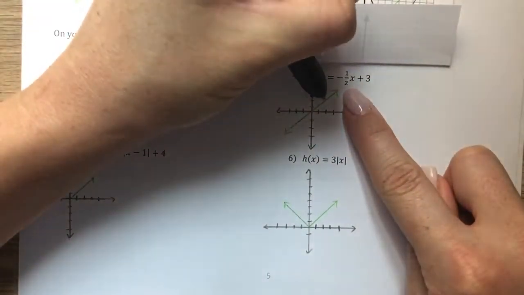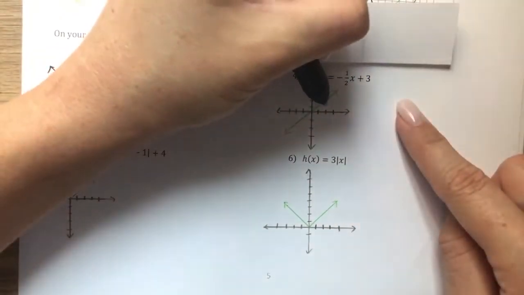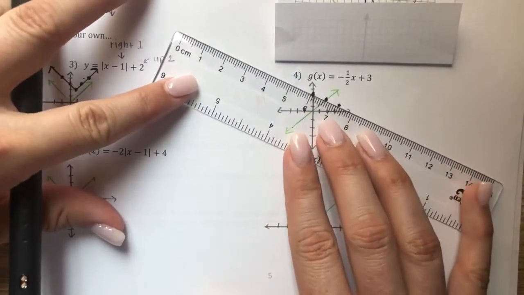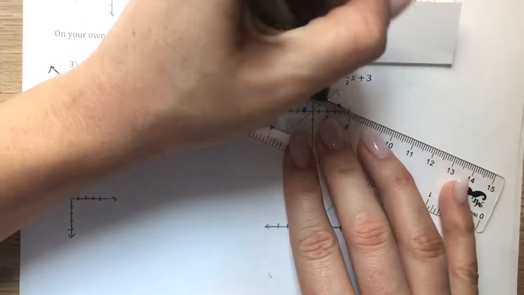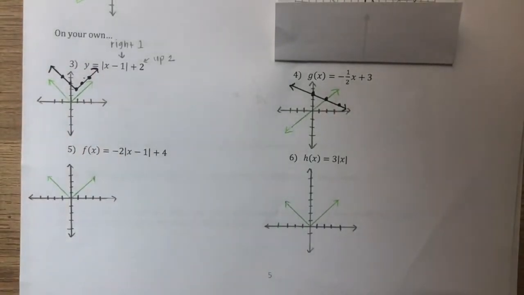I'm going down 1, right 2, right? Because rise over run. And then I can get another point: down 1, right 2 again, or you can go up 1, left 2. Just always double check that the slope is negative and it's decreasing, so it is.